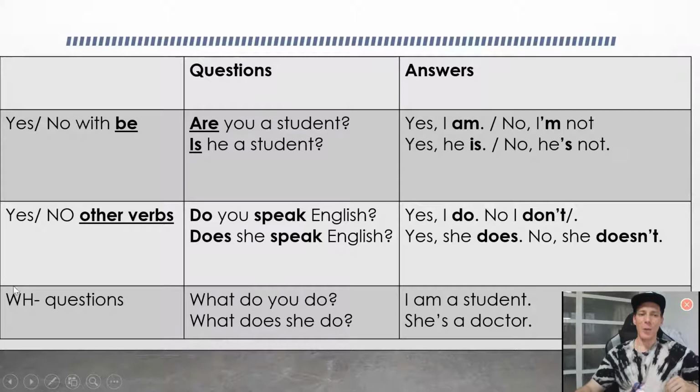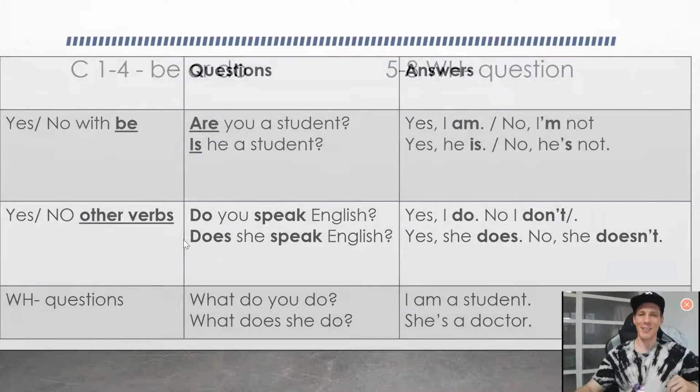And if you're making a WH question, the WH always comes first. What do you do? I'm a student. What does she do? She's a doctor, like this. So these are very simple ones that you can follow.